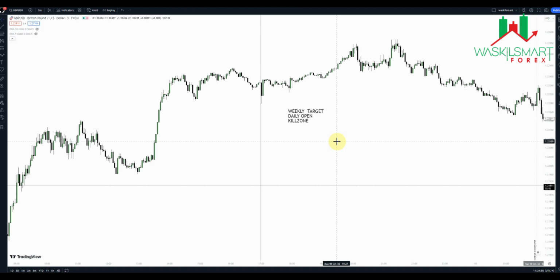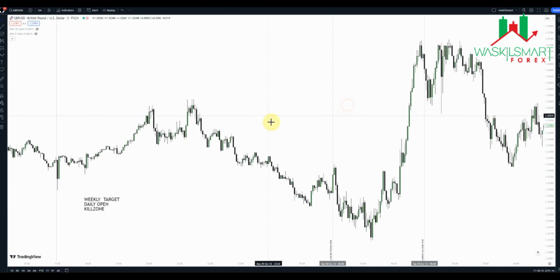So Monday, Tuesday, Wednesday are the ones that will follow your weekly target. Which means that you need to have a weekly target. Okay, where do you want the week to go? Do you want the week to be a buyer? To do what? To take out a liquidity or to close down a fair value gap. So those are the three things we put together.